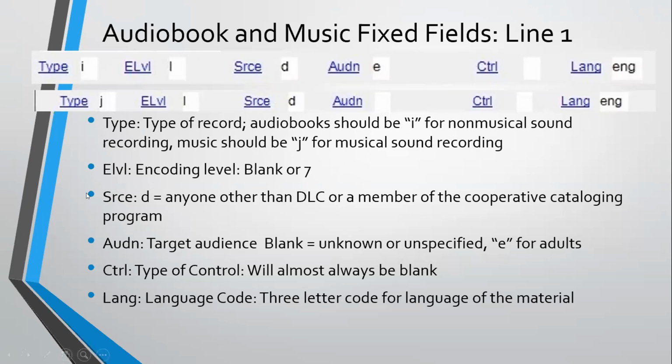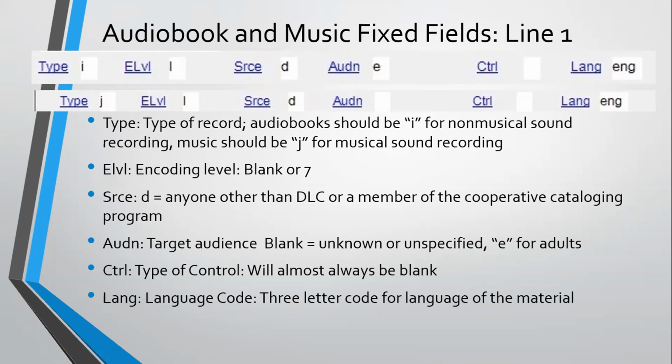Okay, source. David, I think, has explained this really well, that you'll usually have D. If you're copy cataloging and you're going to use a record that Library of Congress has made, then it will be different. But if you were originally cataloging something, or if you're using a record that another institution has created, it will usually be B. Okay. Audience, the target audience, again, blank if unknown or unspecified, E for adults.